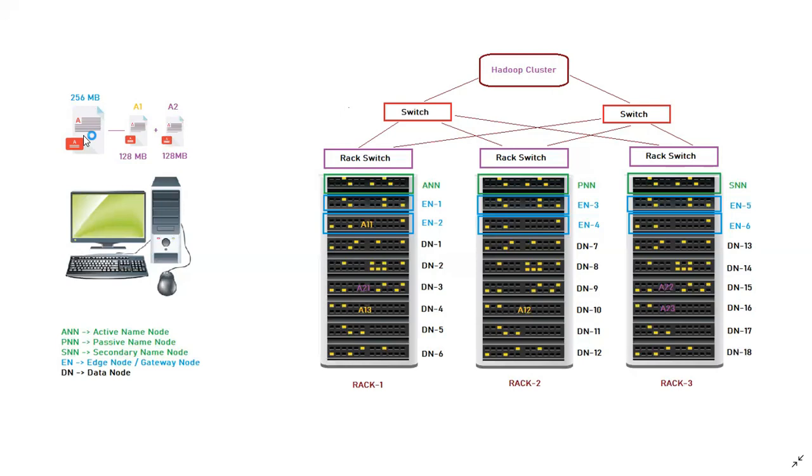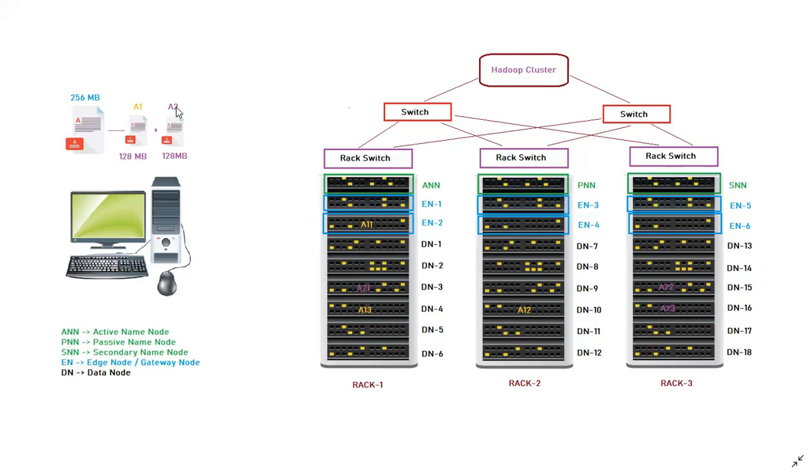Let us say I choose edge node 2, then load my data. My file size is, let us say, 256 MB. As you know, from Hadoop 2.x onwards, the default block size is 128 MB. So when you load this 256 MB of data, it will divide it into two chunks. The black one is A1 and this is A2.